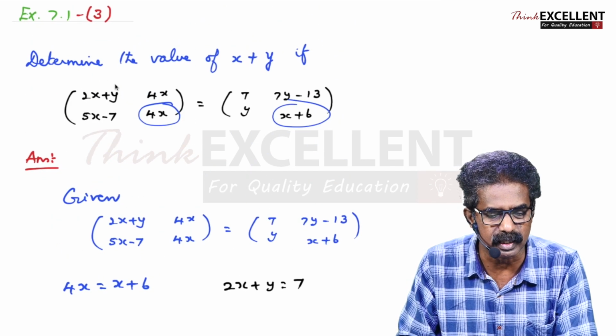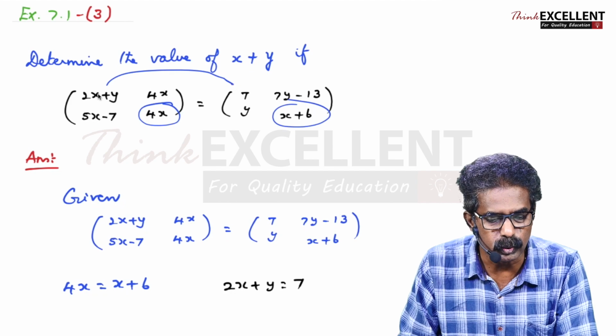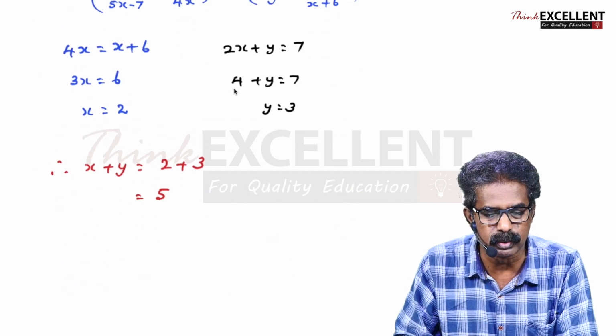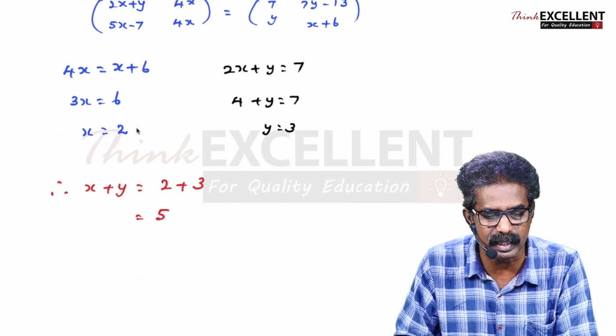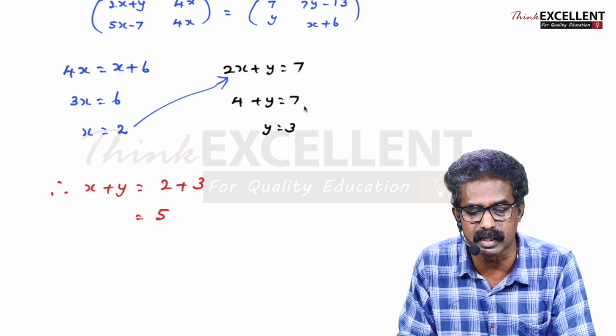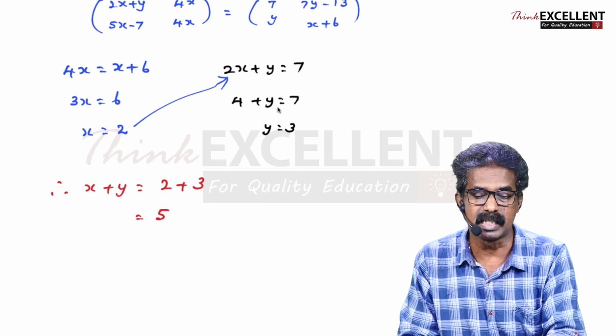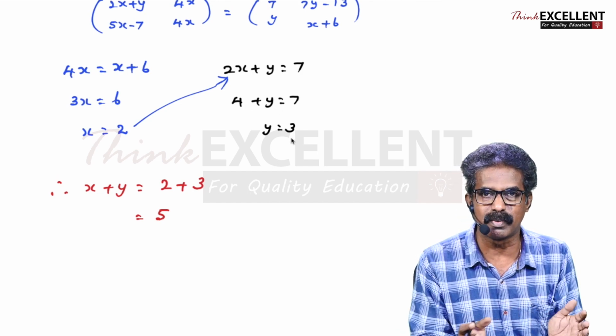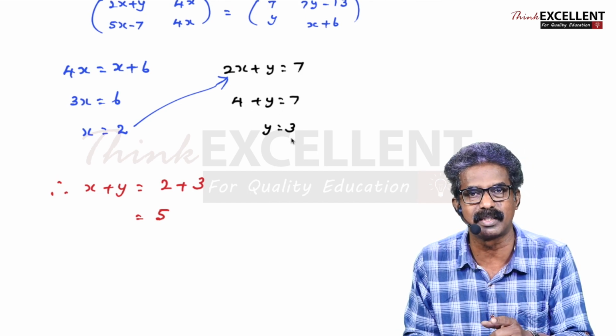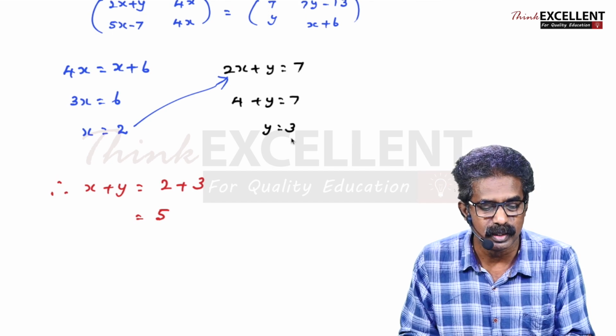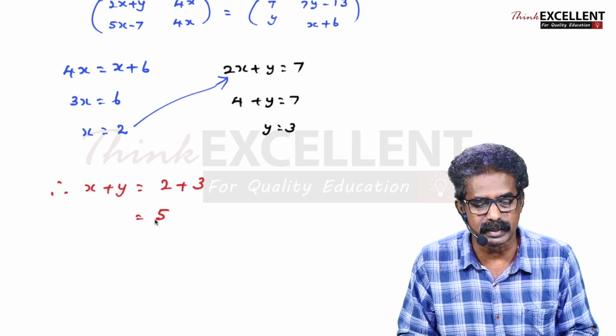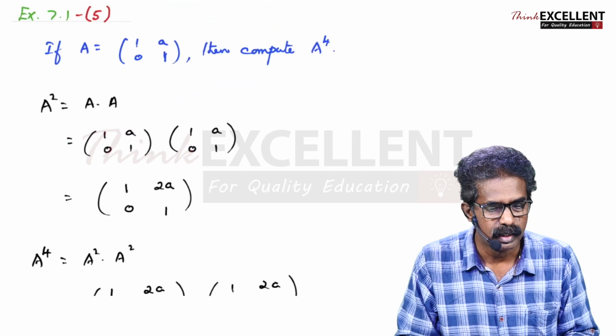For that you take anything. Even the first one you can take. 2x plus y equals 7. x value 2, substitute here. 2 2s are 4 plus y equals 7. y equal to 7 minus 4, it is 3. x value, y value, got it? Don't stop. What did they ask in the question? x plus y. So x plus y equal to 2 plus 3. The answer is what? 5.